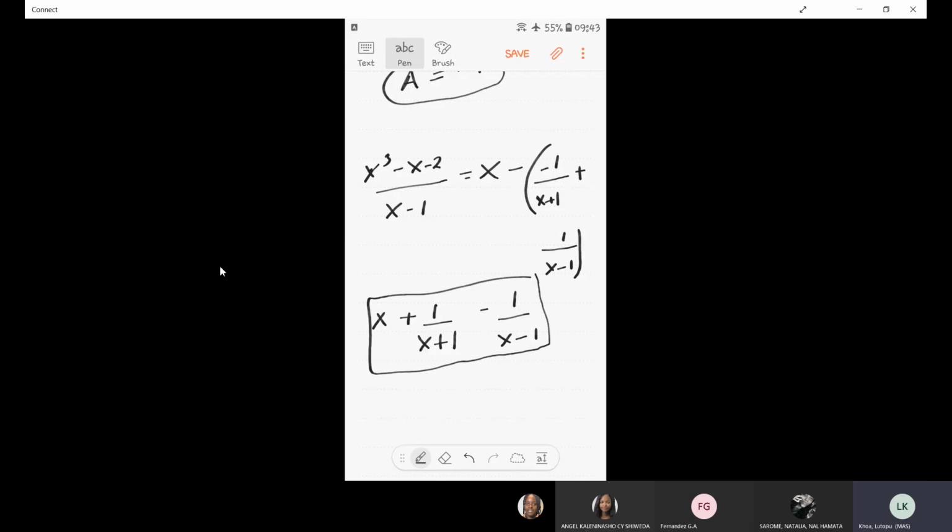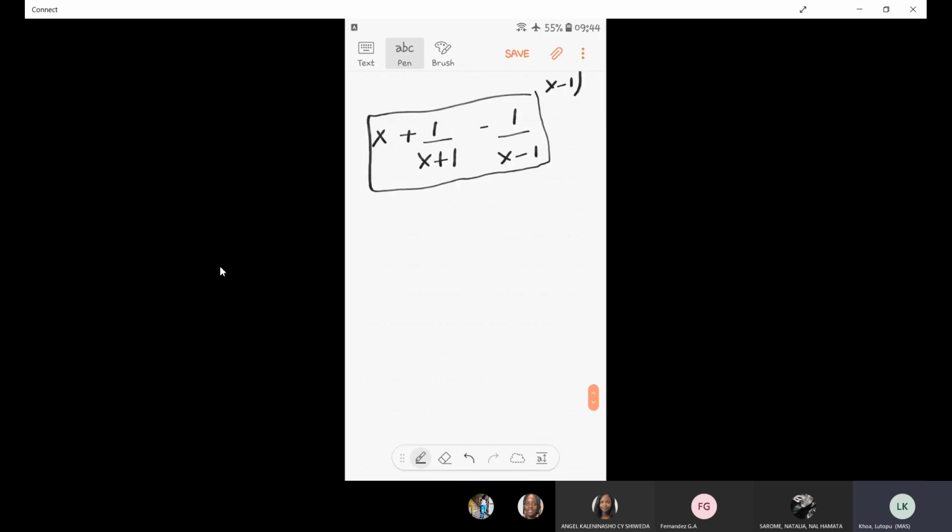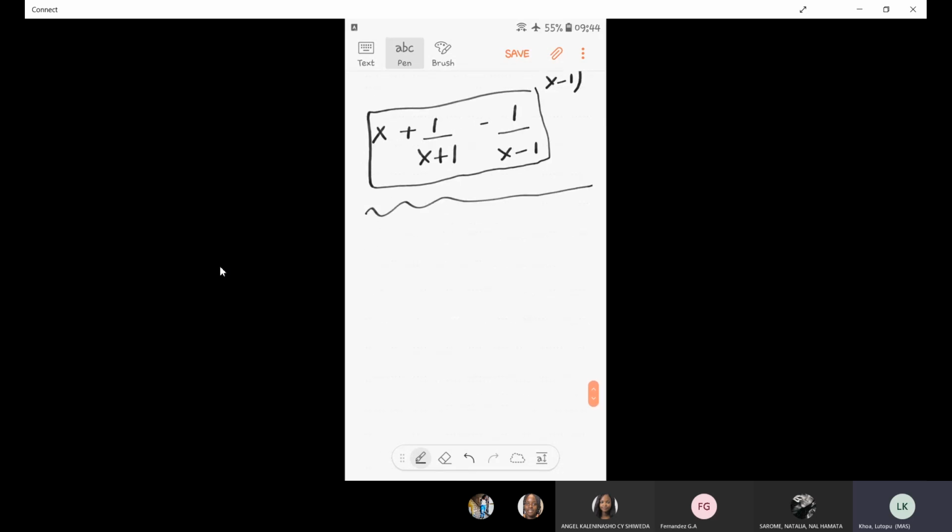The reason we use long division is because the degree of the denominator was less than the degree of the numerator. So we only go straight away into your A, B, and C if the degree of the denominator is greater than that of the numerator. If it is equal to or it is less than, then first you must do long division and then you may proceed. Okay, let's look at another example.